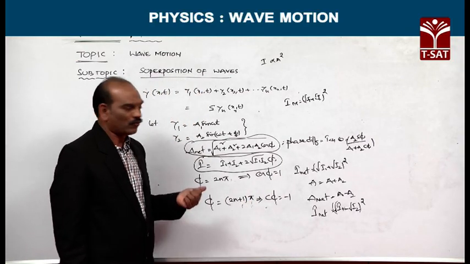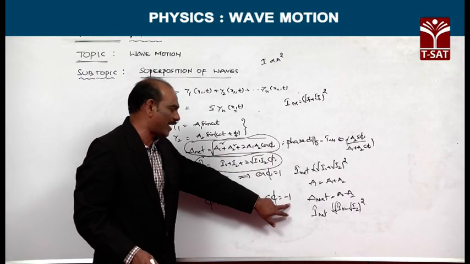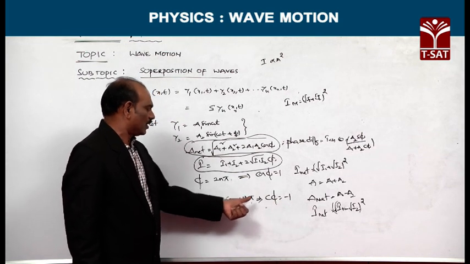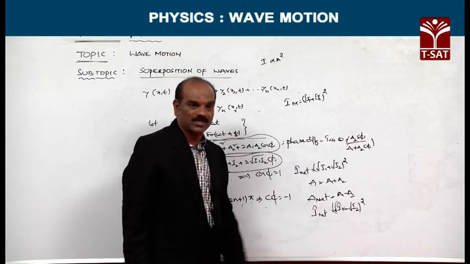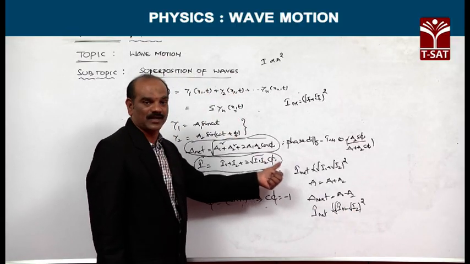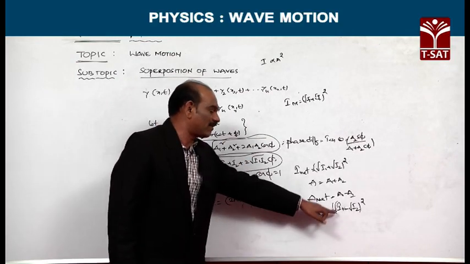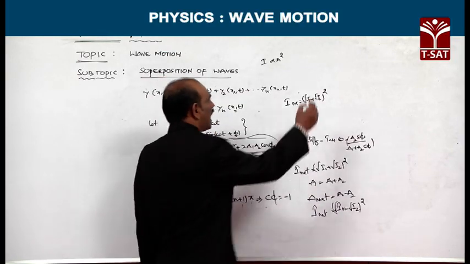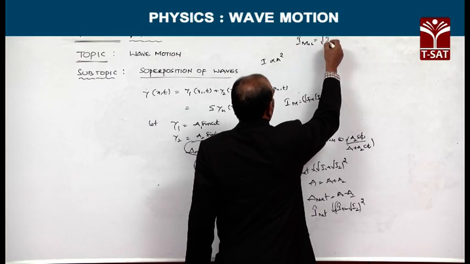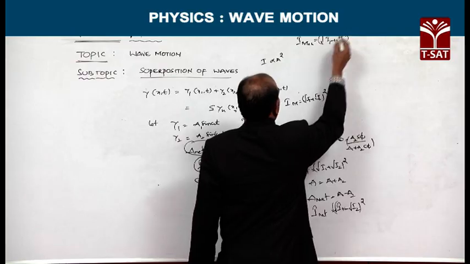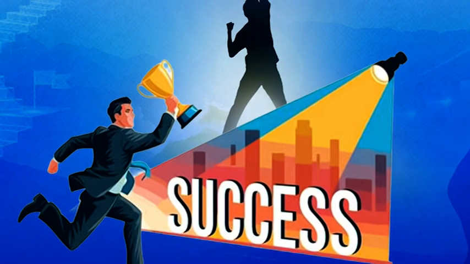And for minimum, the cos phi value must be equivalent to -1. If this value becomes -1, what happens here? I minima can be replaced by (root I1 minus root I2) whole square. When the cos phi value is -1, the I net value becomes I1 plus I2 minus 2 root I1 I2, which is equivalent to (root I1 minus root I2) whole square. That means I maximum is equivalent to (root I1 plus root I2) whole square, and I minimum is equivalent to (root I1 minus root I2) whole square.